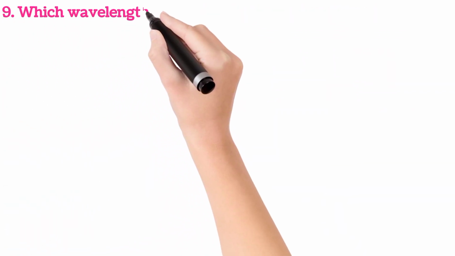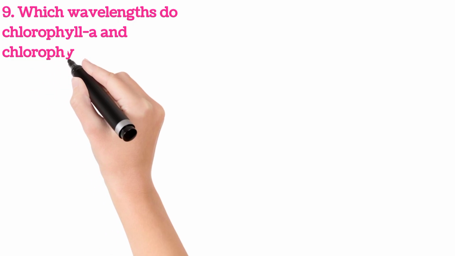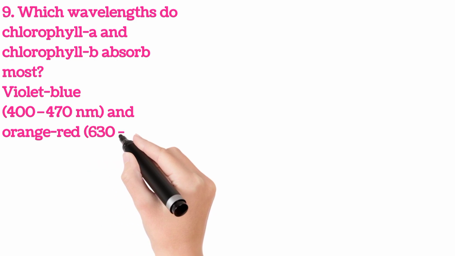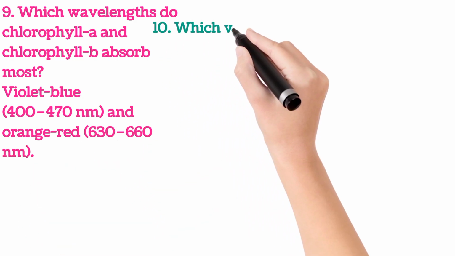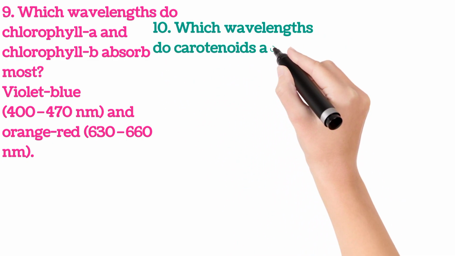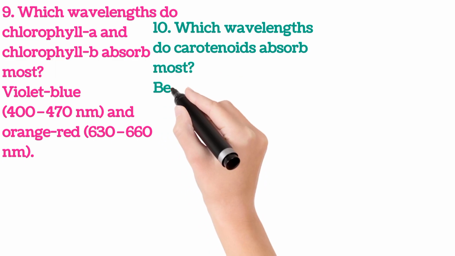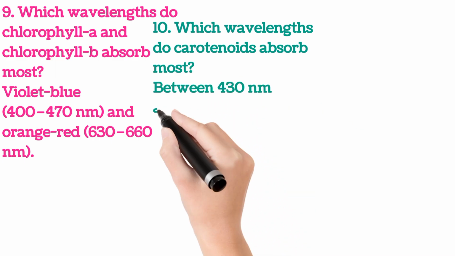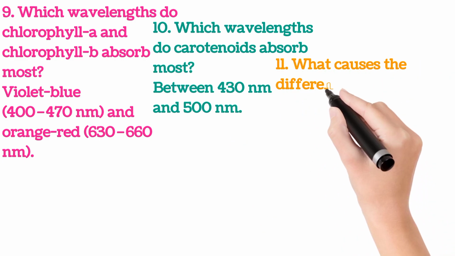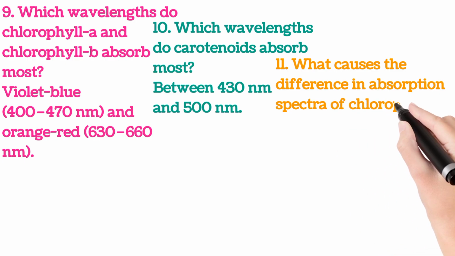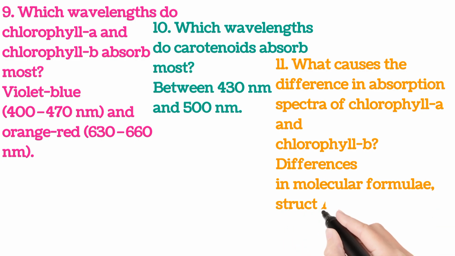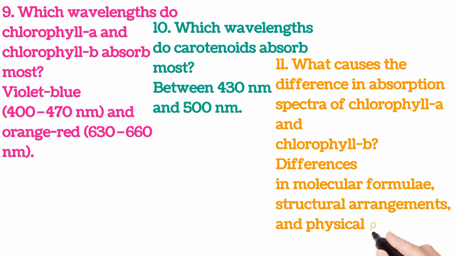9. Which wavelengths do chlorophyll-a and chlorophyll-b absorb most? Violet-blue, 400-470 nanometers, and orange-red, 630-660 nanometers. 10. Which wavelengths do carotenoids absorb most? Between 430 nanometers and 500 nanometers. 11. What causes the difference in absorption spectra of chlorophyll-a and chlorophyll-b? Differences in molecular formulae, structural arrangements, and physical properties.